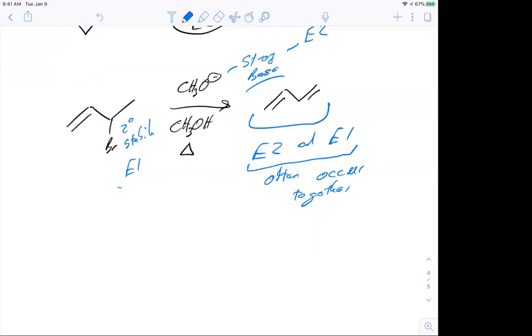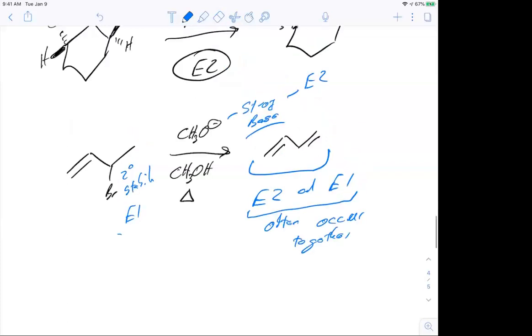Here, I've got a strong base, so E2 is going to occur, but I can also form a carbocation. So if I added heat to this, I'm going to get some E1. If I had to choose, I'd say E2, since it's the fastest, lower energy reaction, is going to be slightly favored. So whenever it looks like it's not clear cut with E1 and E2, it's probably not clear cut, if that helps.